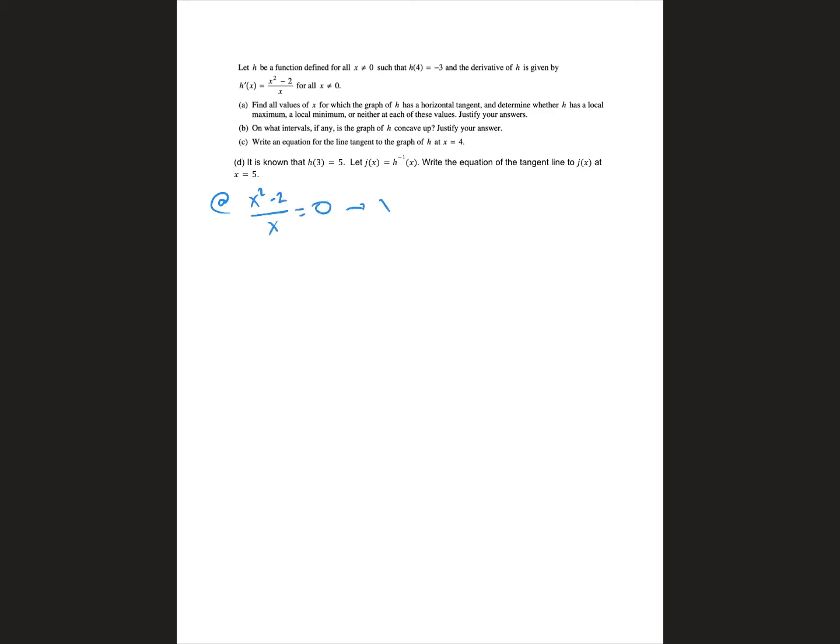And that would happen when x squared minus 2 equals 0, which happens at 2 places, positive square root 2 and negative square root 2. And we're asked to do a local min or local max. Now, that means we're going to do a sign line. The problem with this is they asked you to find the horizontal tangents, but they didn't ask you to find all the critical points, which you need when you're doing a sign line.